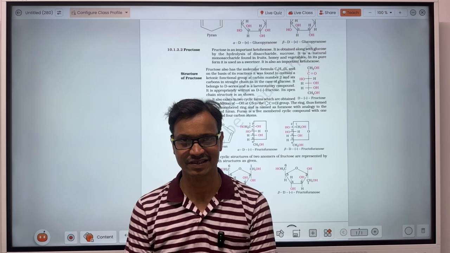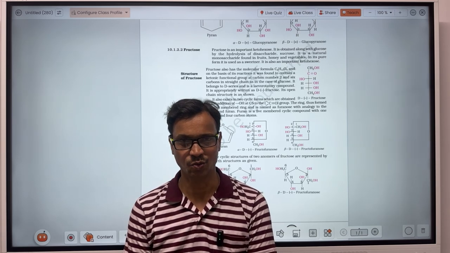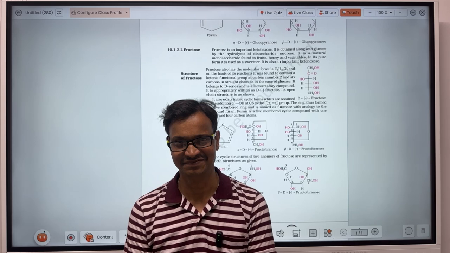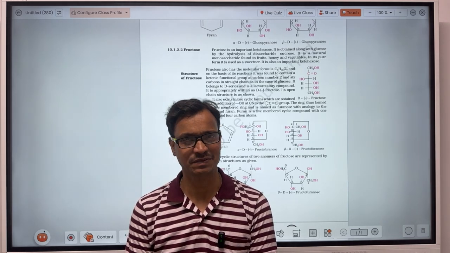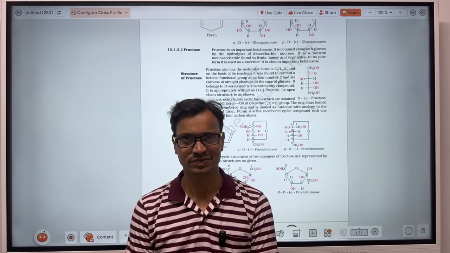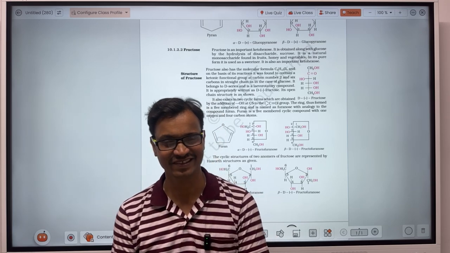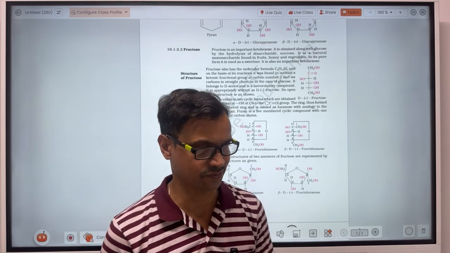That is, at the second last carbon atom, that is the fifth carbon atom, the OH group will be towards the right hand side. The remaining structure will be the same. The only difference is that in glucose there is an aldehydic group, while in ketose there is a ketonic group at the second carbon. So let's see the structure of fructose.